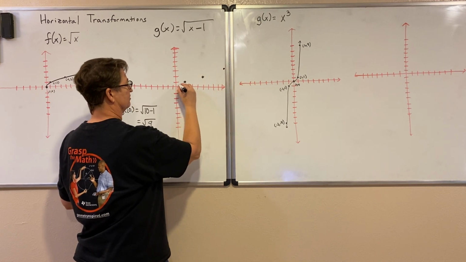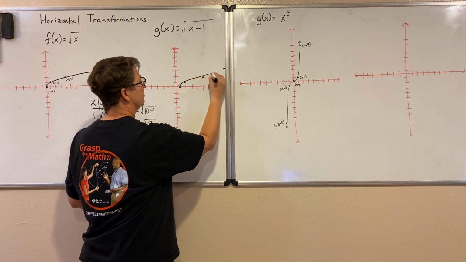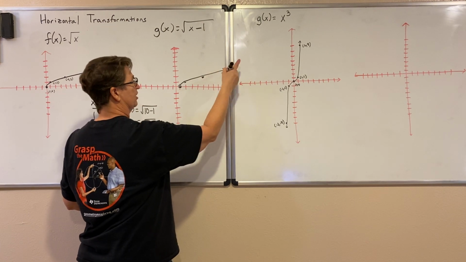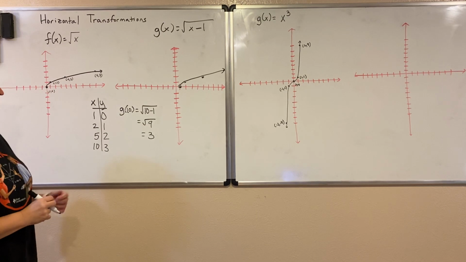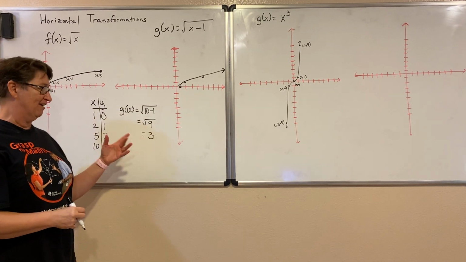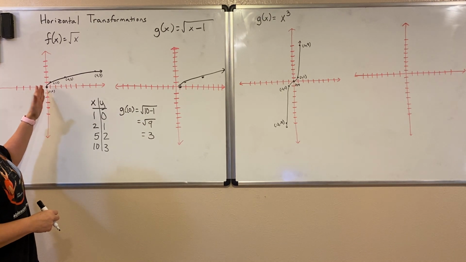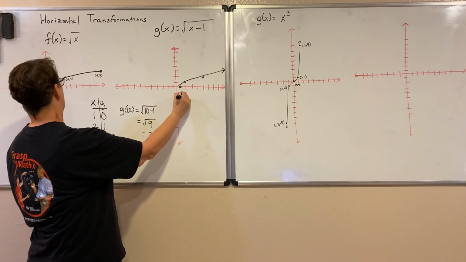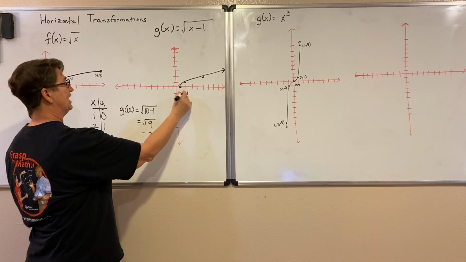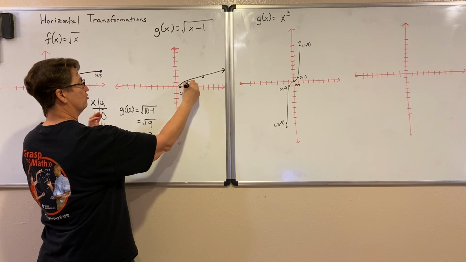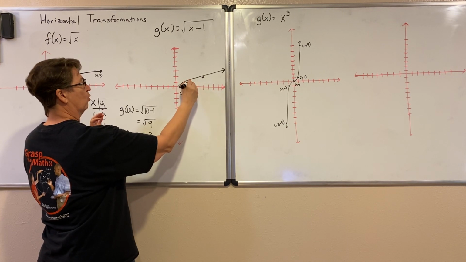So my graph looks something like this, and it goes on and on forever in that direction. Now, let's look and see what happened to my graph. Look at the parent and then look at this new function. What happened was we moved each one of our x values this time to the right one spot.